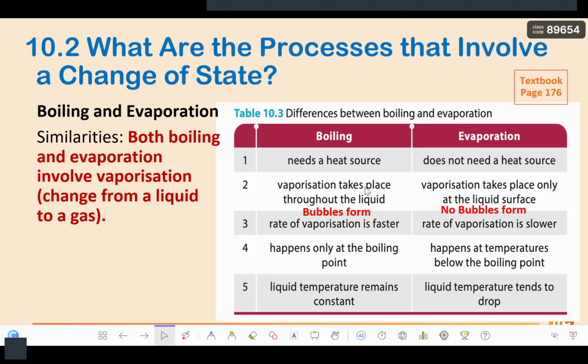Okay, then next I will zoom into how exactly evaporation occurs. In the process of evaporation, one of the main functions of evaporation is to cause a cooling effect. And how does the cooling effect come about? And then we investigate some of the factors that affect the rate of evaporation.